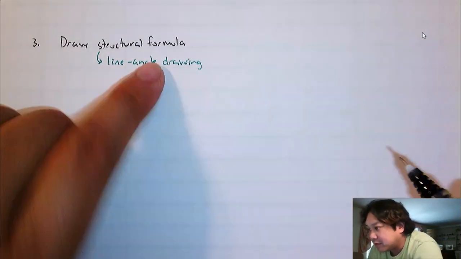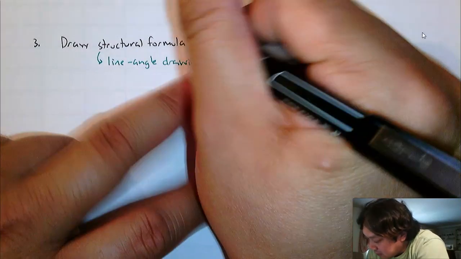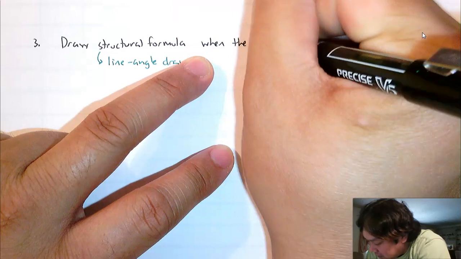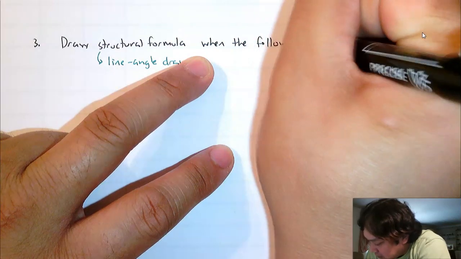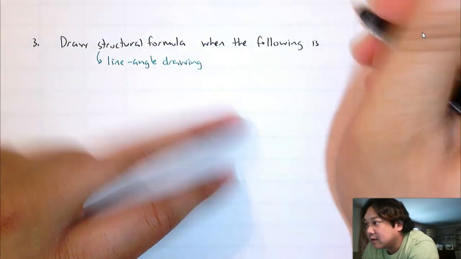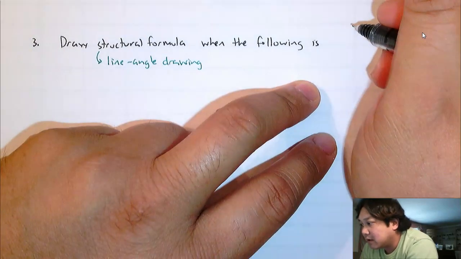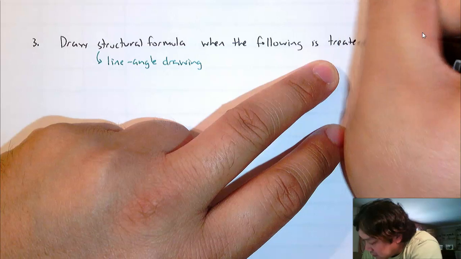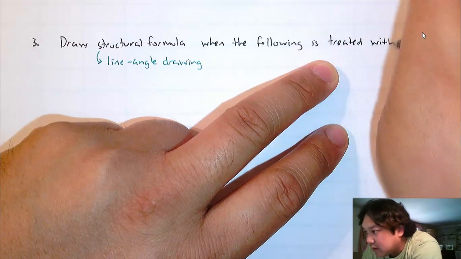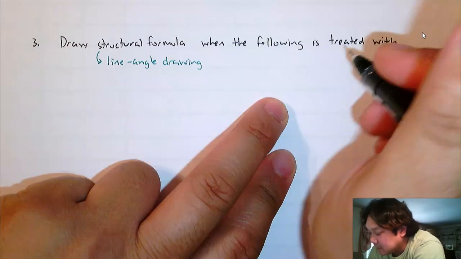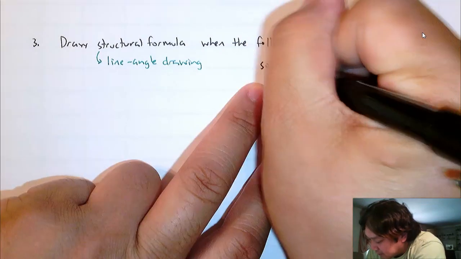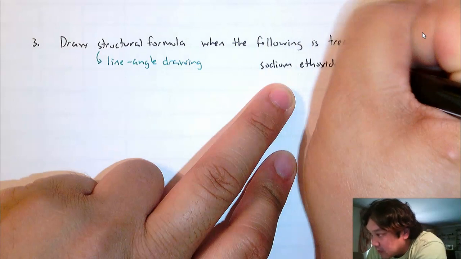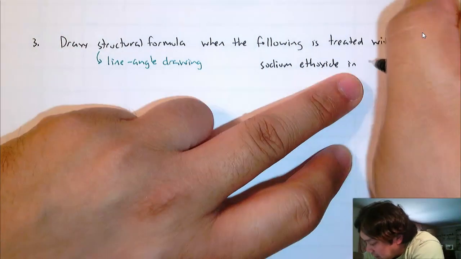It says draw the structural formula when the following is treated with, and they spelled it out. They're not giving us the formula. Sodium ethoxide in ethanol.